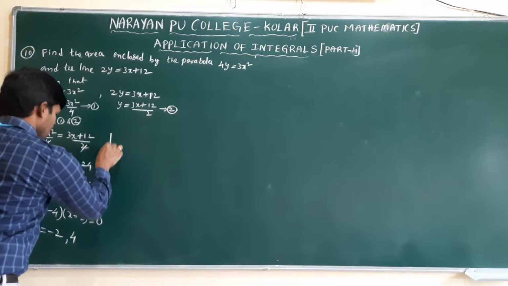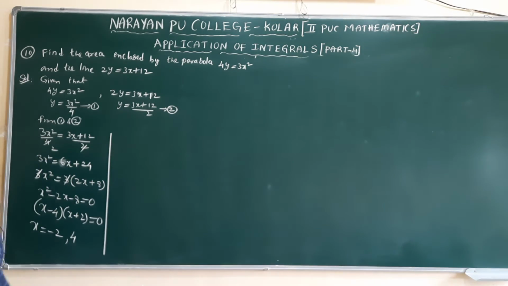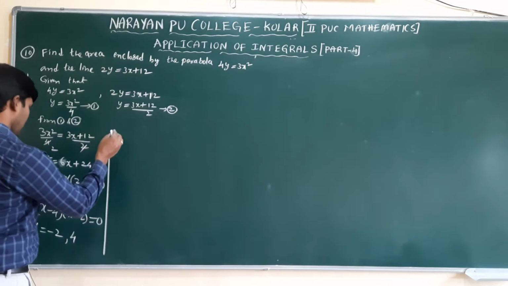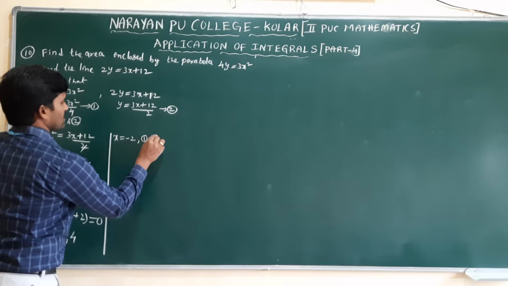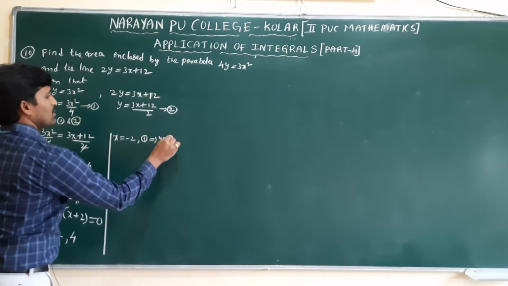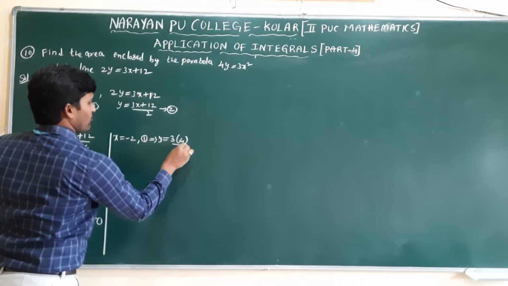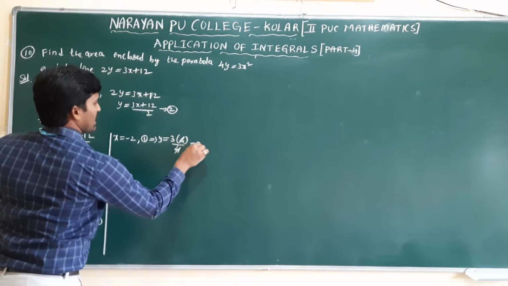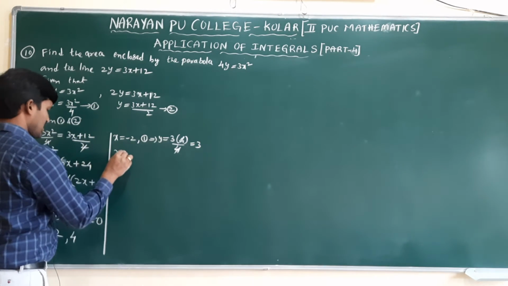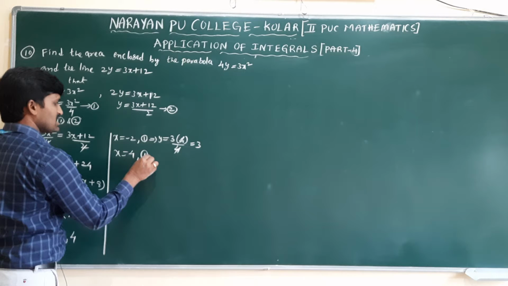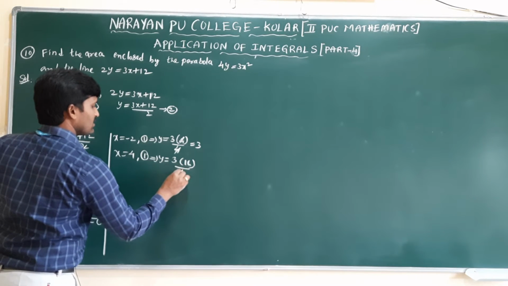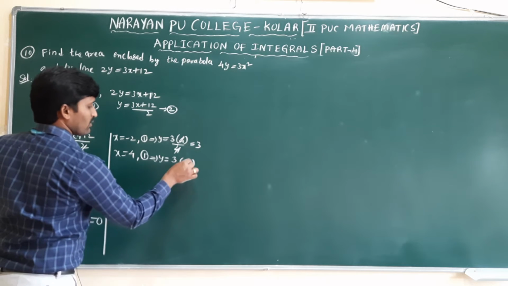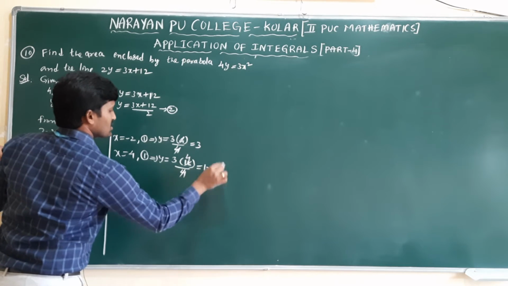Now after getting the x value we need to find the y value because the point is required. For x equal to minus 2, from the first equation, y equal to 3 into (minus 2) whole square, which is 4, by 4. 4 4 cancel, 3. Next, x value 4, from the first equation only, y equal to 3 into 4 square, 16, by 4. 4 ones 4, 4 4s, this is 12.